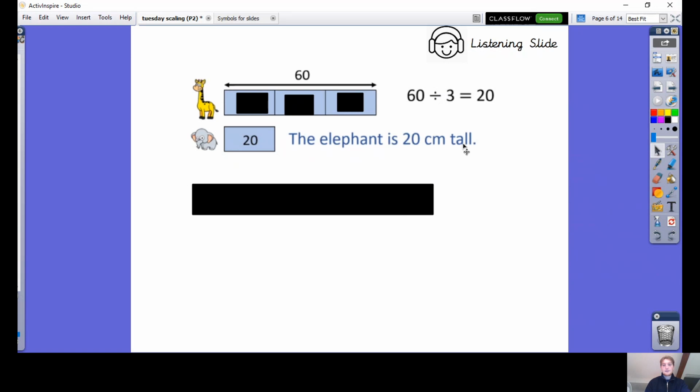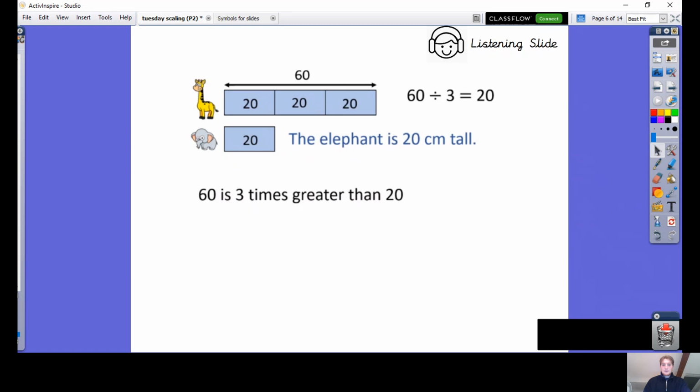The elephant is 20 centimeters tall, because we know that three parts of this add up to 60, and then 60 divided by 3 is 20. So each part of this bar model represents 20. 60 is 3 times greater than 20. 60 divided by 3 is 20.